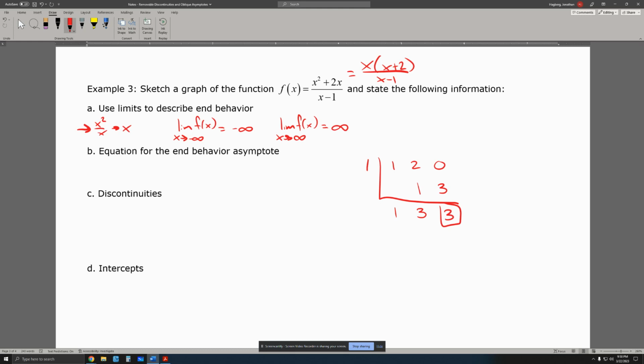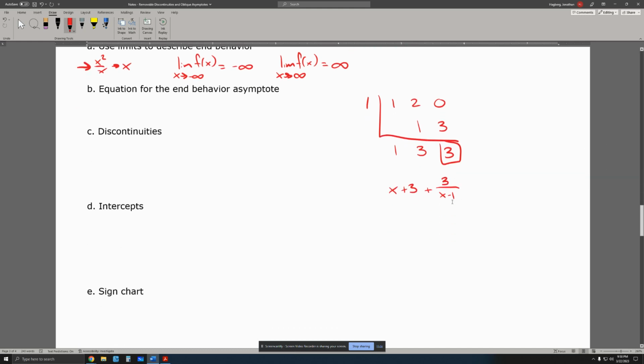So what we get as a quotient here is x plus 3 and then plus 3 over the quantity x minus 1. And so what we're saying here is as x approaches positive or negative infinity, this third term here, the 3 over x minus 1, approaches 0, and it becomes negligible. So the function is going to approach the line y equals x plus 3. So the equation for the end behavior asymptote is the slant asymptote or oblique asymptote, y equals x plus 3.